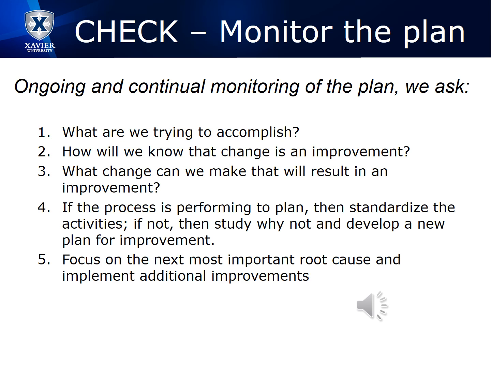Check. Monitor the plan. Ongoing and continual monitoring of the plan, we ask, 1. What are we trying to accomplish? 2. How will we know that change is an improvement? 3. What change can we make that will result in an improvement? 4. If the process is performing to plan, then standardize the activities. If not, then study why not and develop a new plan for improvement. 5. Focus on the next most important root cause and implement additional improvements.